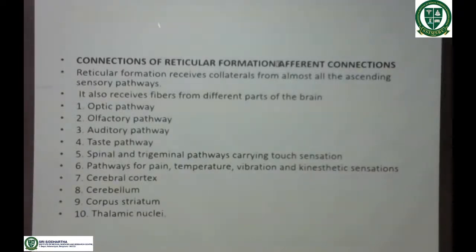Then coming to the connections of the reticular formation. So it has connections, both afferent and efferent.